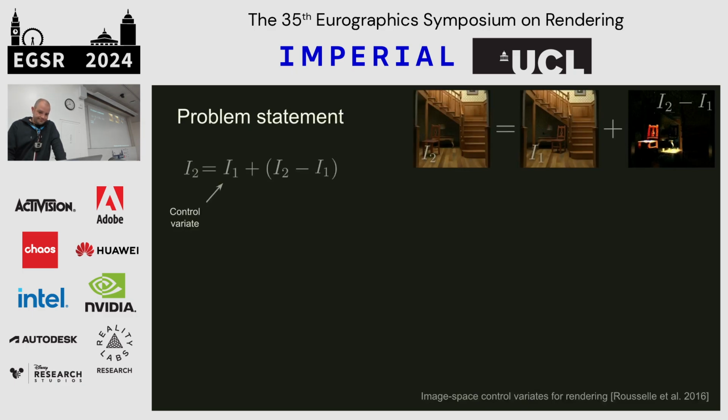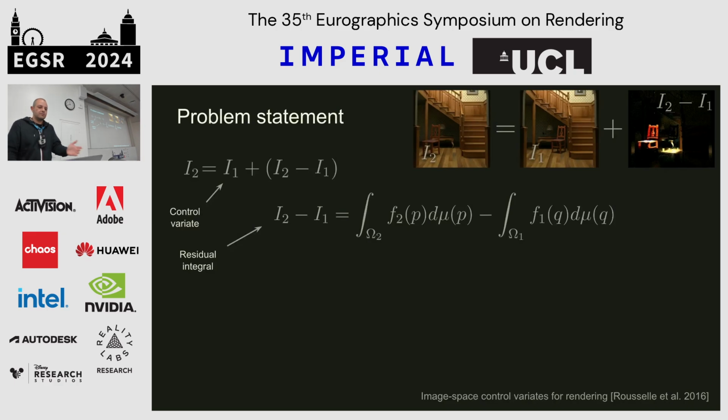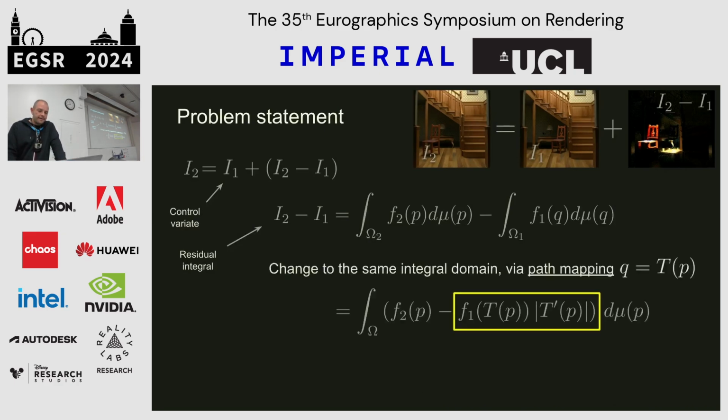Given this initial rendering, primary school arithmetic reformulates the problem of rendering the new image as a control variate, the old image, plus some residual. This is the same multi-level Monte Carlo framework as used by Fabrice Rousselle and colleagues in 2016. Expanding out this residual, it's the difference of radiance contributions of the paths in each frame, the difference between the two frames. But we want to write them under the same integral so that we can simulate just this difference radiance. This can be achieved with a change of variable, which we call a path mapping. And we'll discuss this mapping later.